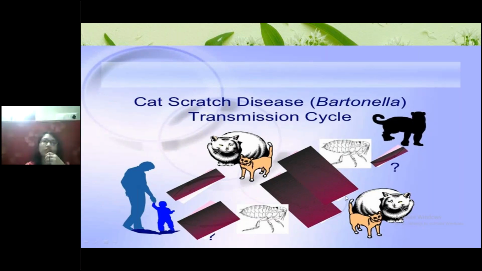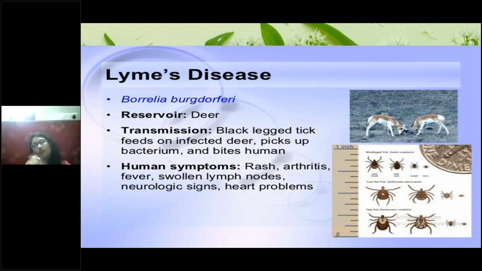So then there is Lyme disease, which is caused by Borrelia burgdorferi. It was from the same spirochete chapter. You might remember the black-legged tick, which feeds on infected deer. It picks up the bacterium and bites the human. So this is a hard tick. You can see in the picture. This is a hard tick. And then the human symptoms like rash, arthritis, fever, swollen lymph nodes, neurologic signs, and heart problems can be there in this disease.